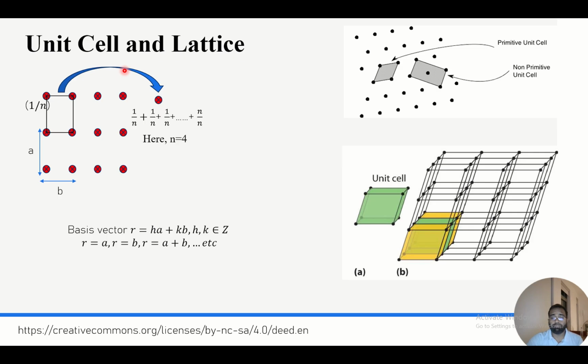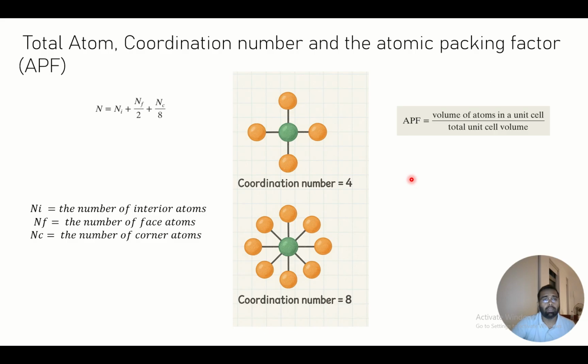So in this particular unit cell, how many atoms are there? To calculate these atoms, you can either visualize them and then calculate, or we have this formula. With the help of this formula we can calculate the number of atoms inside a particular unit cell. We have the number of interior atoms, the number of face atoms, and the number of corner atoms. With this, we can come to know how many atoms there are.